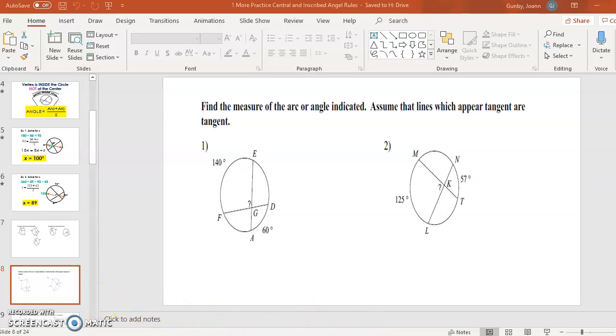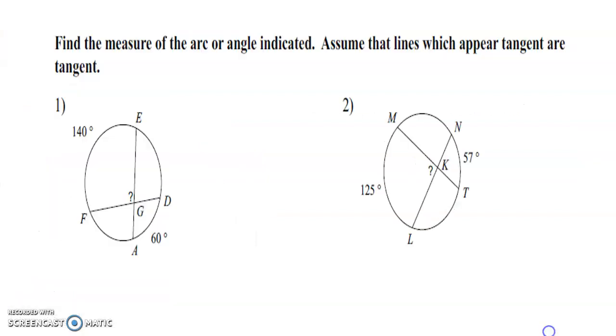Welcome back, guys, and we are going to get started with working some examples together for when the vertex is inside the circle, when it's not at the center and not on. We will probably get to some where we do an inscribed angle or two just to have some more practice.